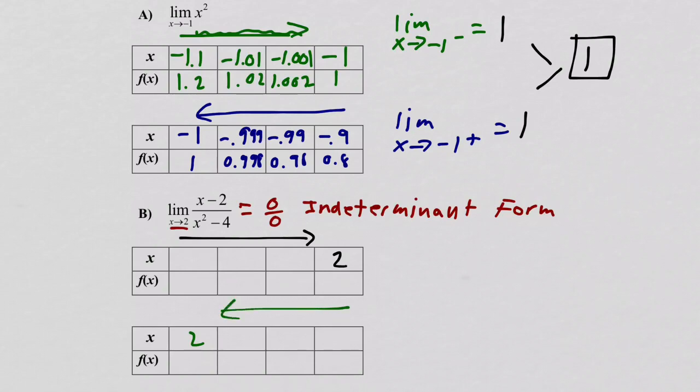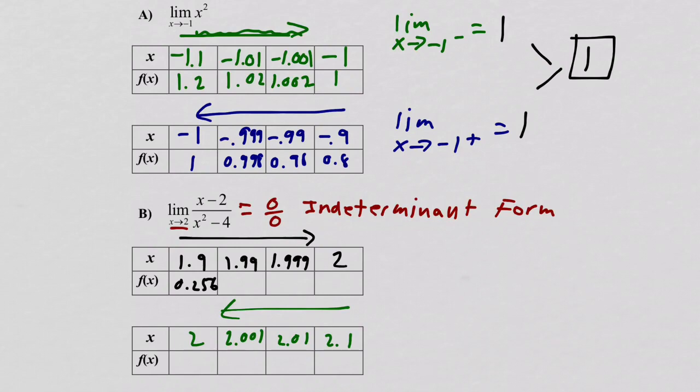So when we substitute in numbers in this case, we're going to be substituting in numbers to the left of +2, so 1.999, 1.99, and 1.9. From the right-hand side, we'll substitute in 2.001, 2.01, and 2.1. Those range values, when we do substitute them into x minus 2 over x squared minus 4, you could use a calculator certainly to do this if you needed to, but that would get us 0.256.